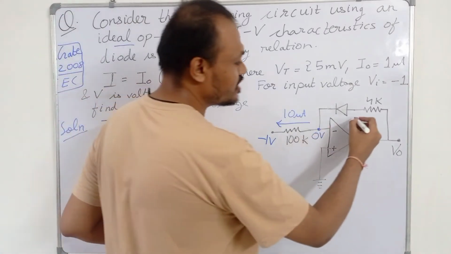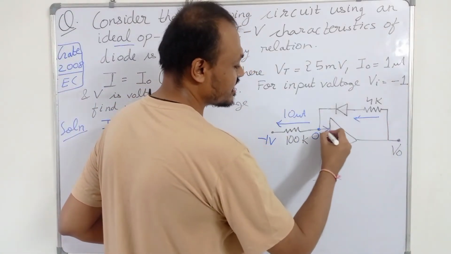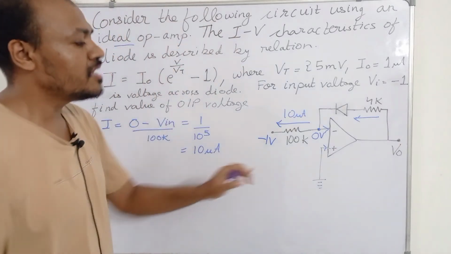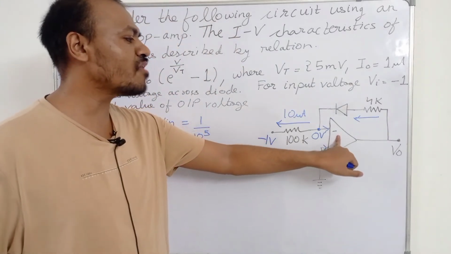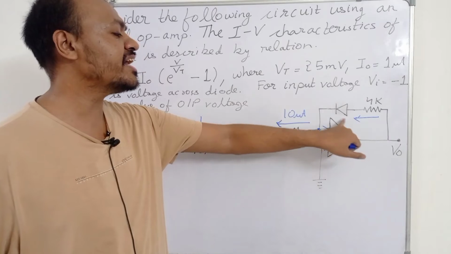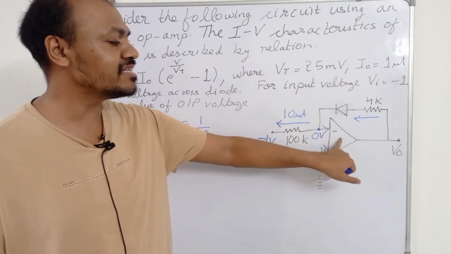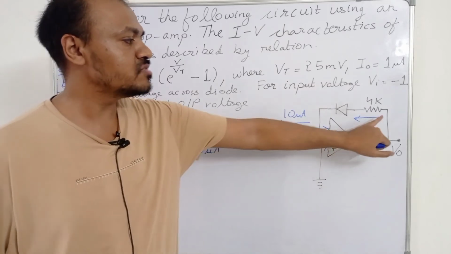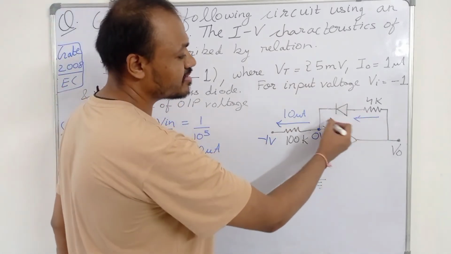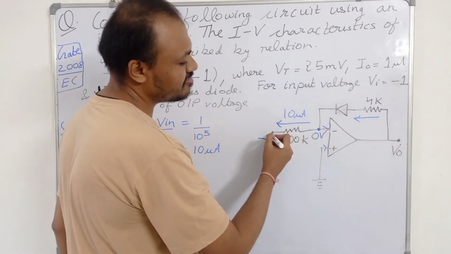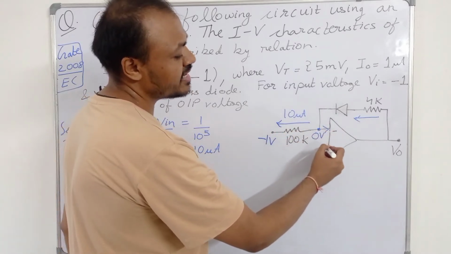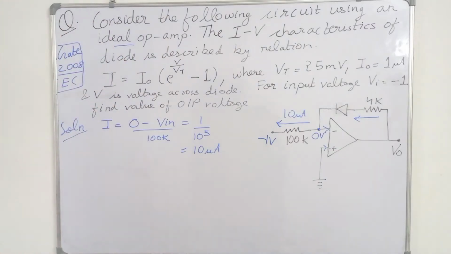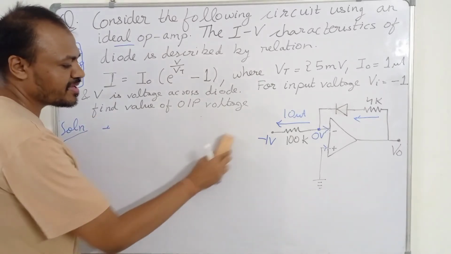Obviously this current will also flow in this branch, because the current going inside the op amp is 0, since the input resistance of the ideal op amp is infinite. So there will be no current going inside the op amp. The current will flow from here, then it will come to this, then it will go here. No current will flow inside the op amp. So we have found this current to be 10 microampere.